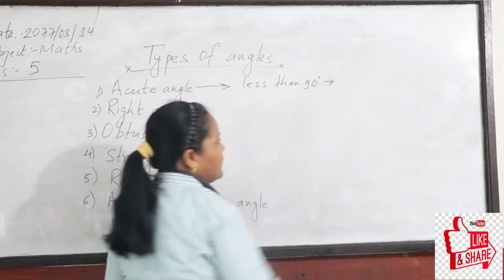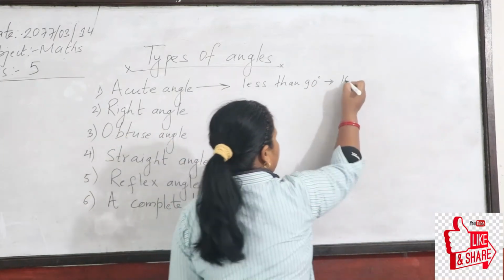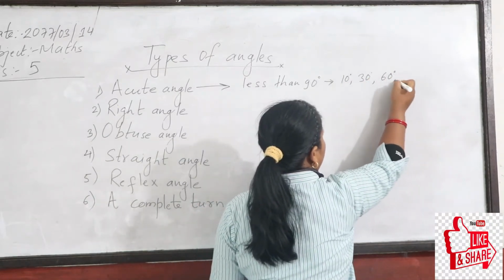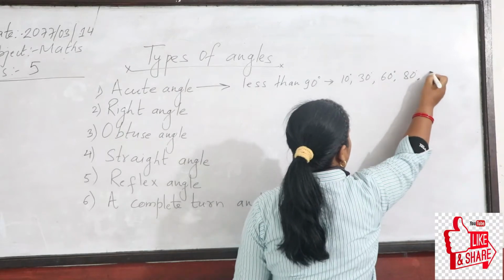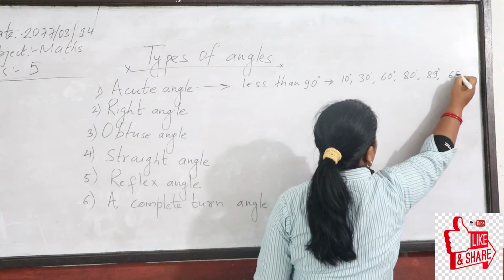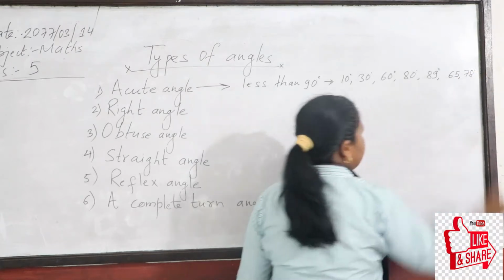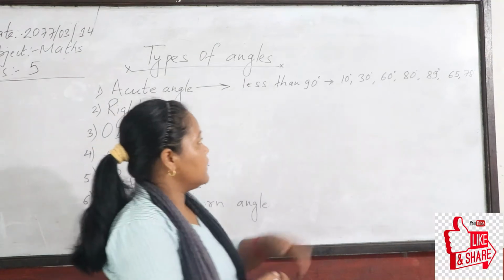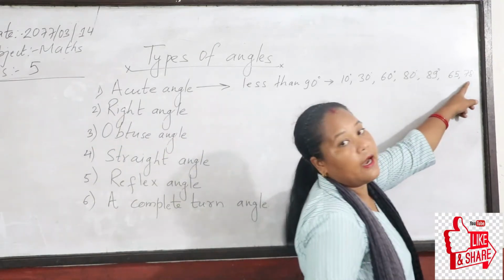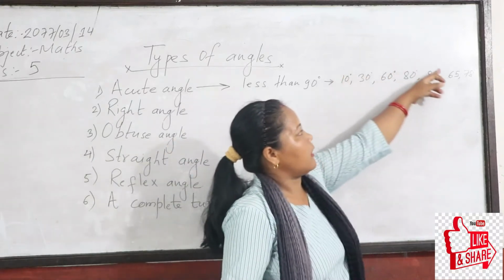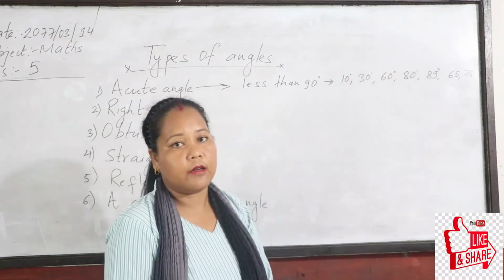And examples: 10 degree, 30 degree, 60 degree, 80 degree, 89 degree, 65 degree, 78 degree, like this. They are the acute angle. Look, all these angles are less than 90 degree. So all these angles are called acute angle.